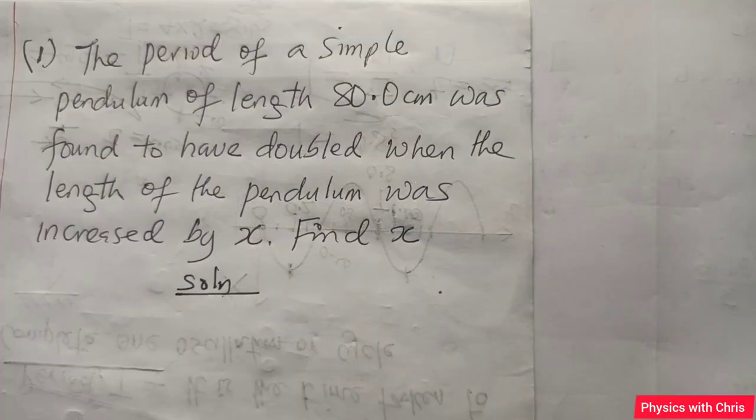I'll be solving this question in this video. The period of a simple pendulum of length 80 cm was found to have doubled when the length of the pendulum was increased by x. The question says find the value of x.